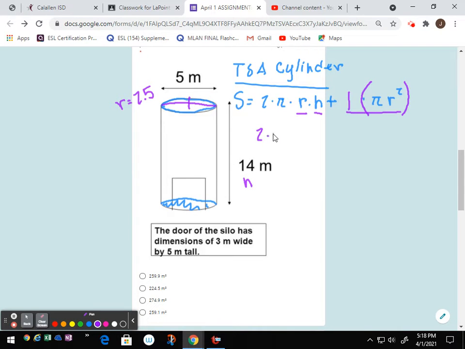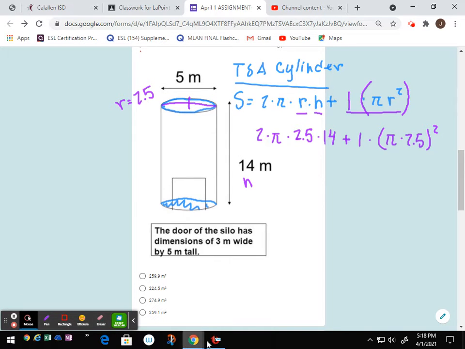So we have 2 times pi times 2.5 times the height of 14, plus, we're dropping down this 1, times pi times the radius of 2.5 squared. Remember, we're doing 1 this time because we're only painting one of the bases. We're not painting 2 bases, okay? So again, you can either have a 1 there or you can just leave it blank, okay?